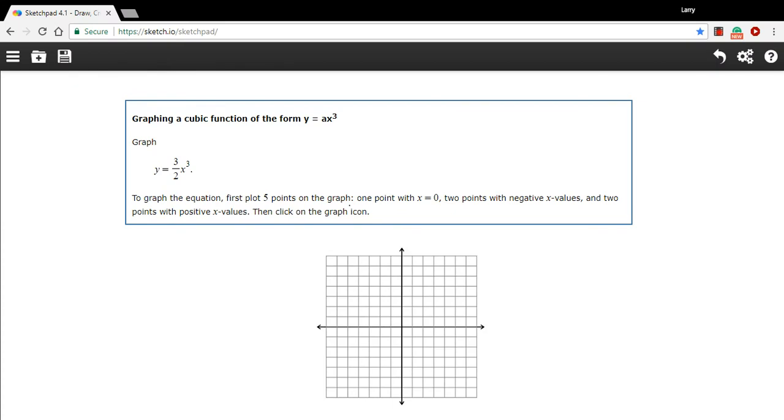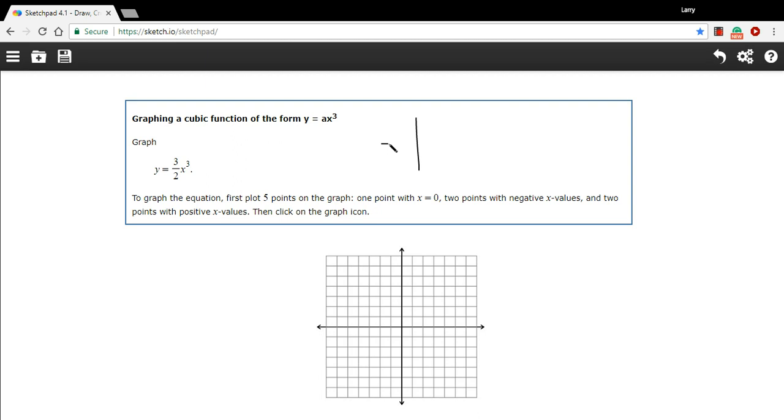In this problem, we need to sketch the graph of a cubic function in this form, y equals ax cubed. The only extra thing we've got going on here other than the basic function is that we've got some number multiplied by the x cubed.